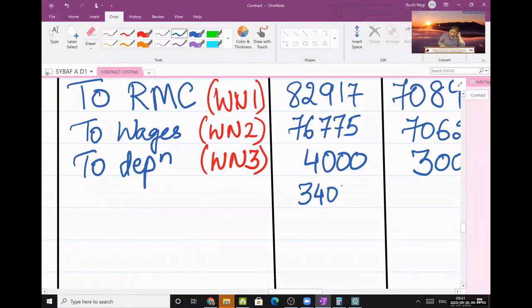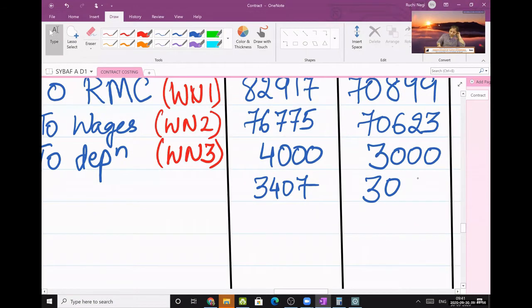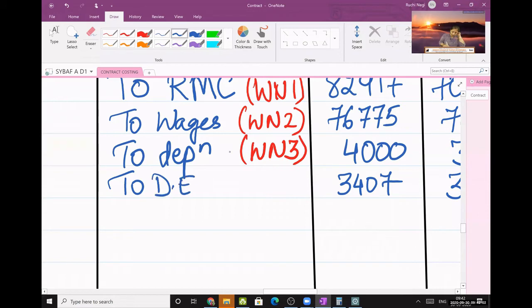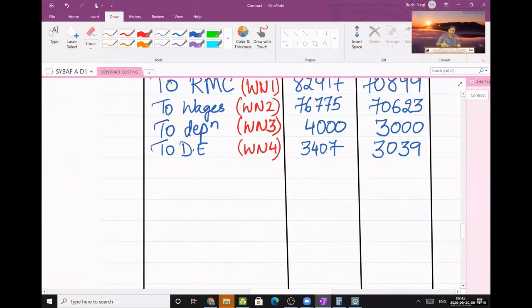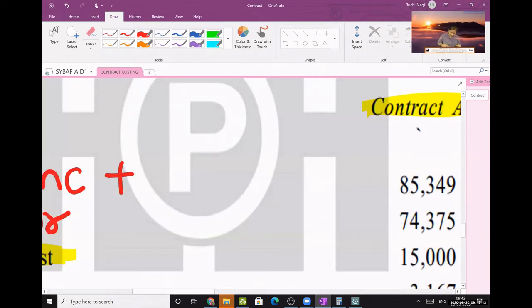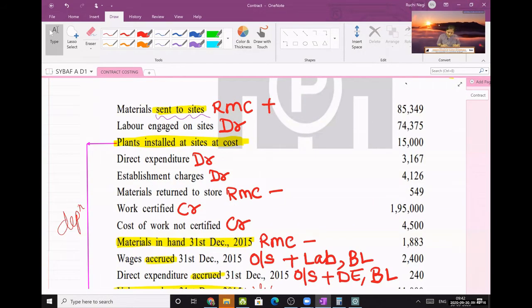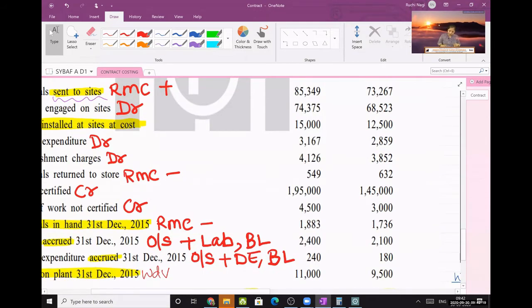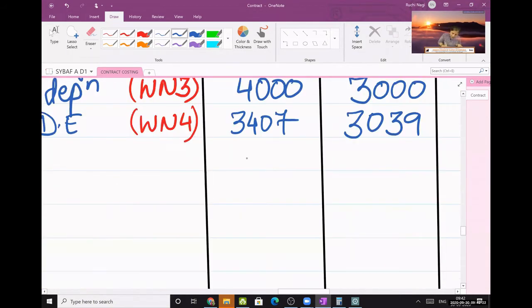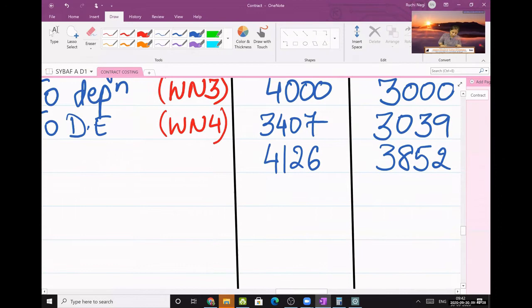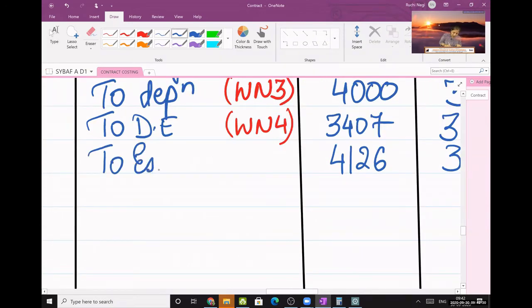3, 4, 0, 7 and 3, 0, 3, 9. Okay. Two direct expense, 4. Okay. Next, we are going to do establishment expenses. 4, 1, 2, 6 and 3, 8, 5. What is this? Establishment expenses.